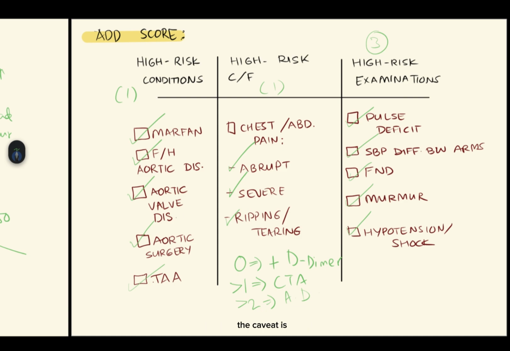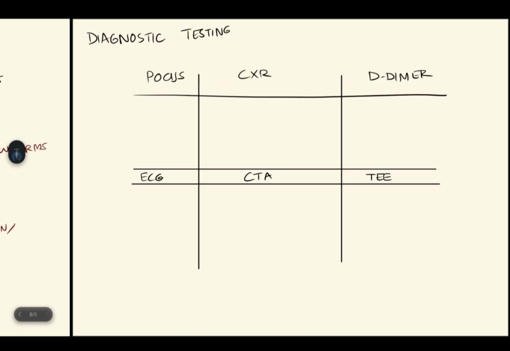The caveat is, among patients with no clinical risk factors on the ADD score, half still had widened mediastinum on chest X-ray. This means that this score and chest X-ray provide complementary information, but neither of them on its own is often sufficient. Let's move next to diagnostic testing and where it stands and how useful all of these are.